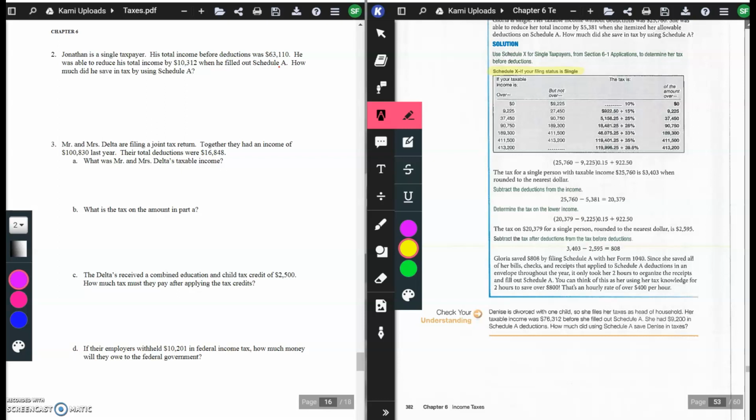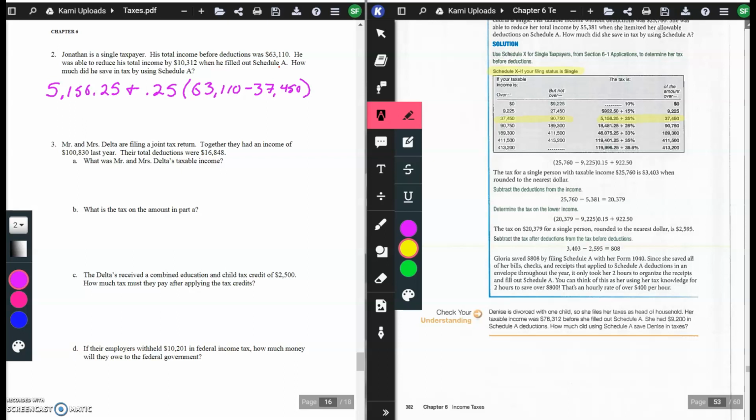Okay, so let's first figure out, where does $63,110 fall? Well, $63,110 falls between $37,450 and $90,750. So we are going to use this formula over here to find out what our tax is going to be. So we are going to pay a minimum of $5,156.25 plus 25%, so plus 0.25 of anything over 37,450. So 63,110 minus 37,450.